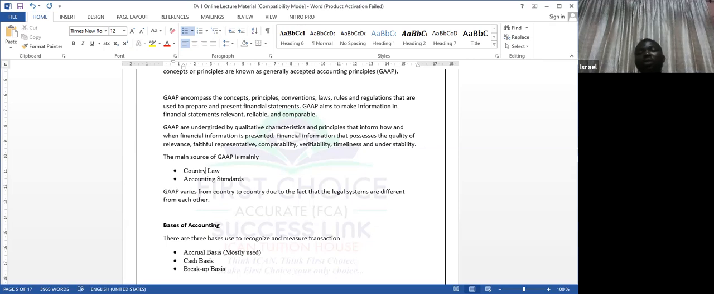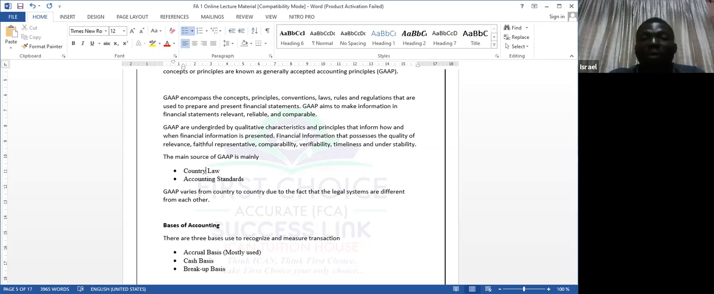Now, let's really talk about the basis of accounting. What do you understand as basis of accounting? There are three bases used to recognize and measure transactions. What are the three bases? Under IFRS, we have three bases, and I'm going to explain them.